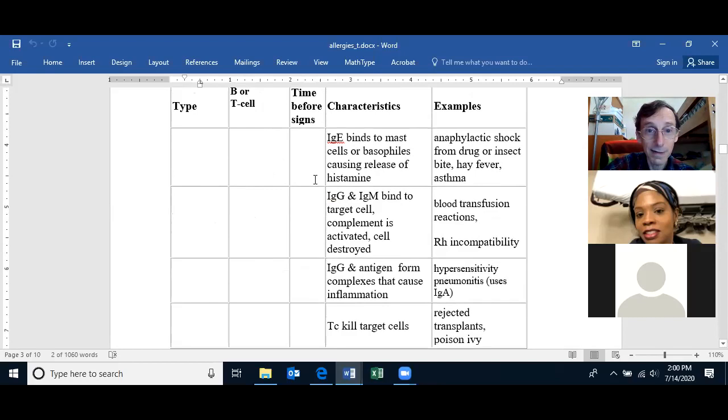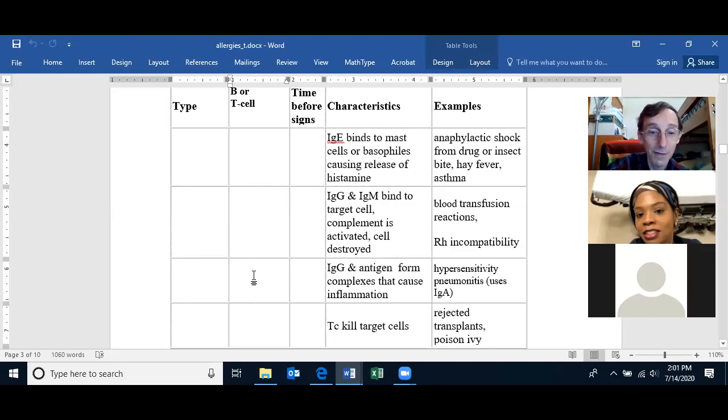Okay? And how I know it's B cell is IgE, that's made by a B cell, IgG and IgM, also made by a B cell, and then antibodies, antigen binding to complexes. We'll talk a little bit about that when we're talking about type 3. So these types of hypersensitivities are responsible from the B cell. Any question about that? The 4th type of hypersensitivity is type 4, and the T cell is responsible for that hypersensitivity. And how that happens is it's the T killer cells, the TC cells, which kill target cells.